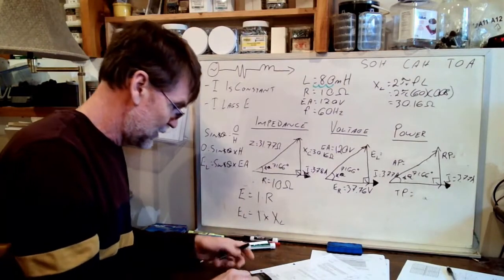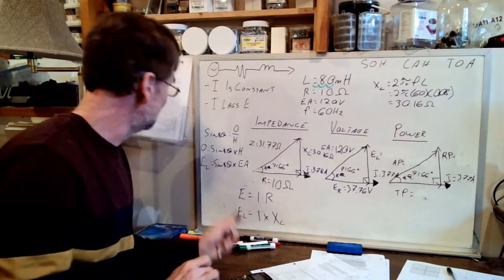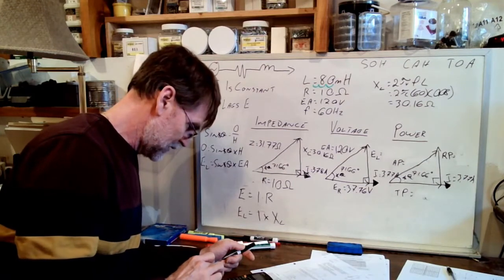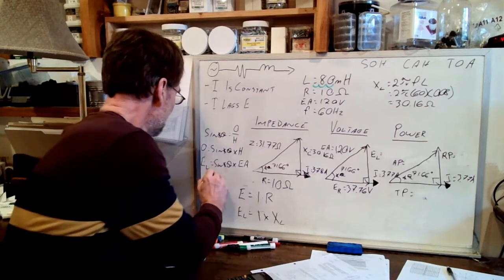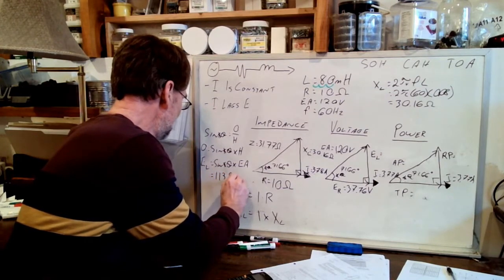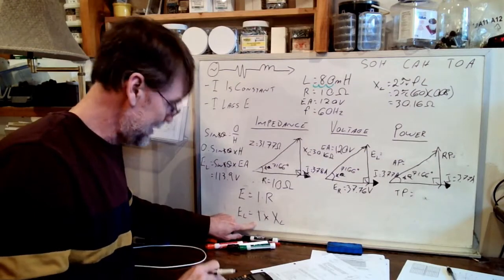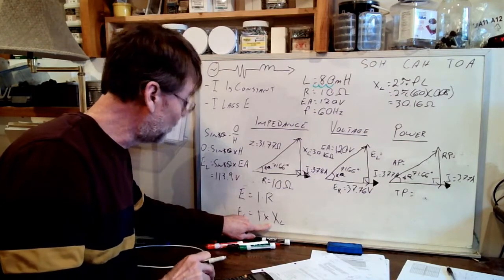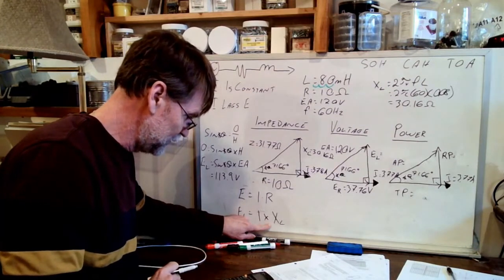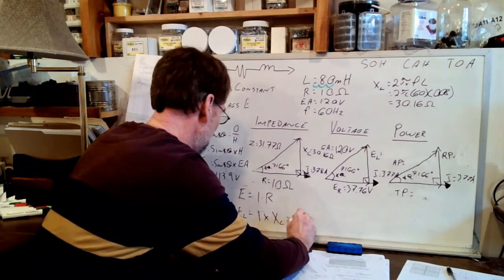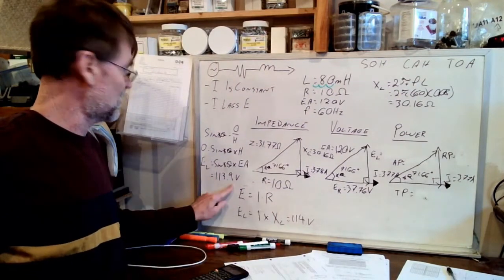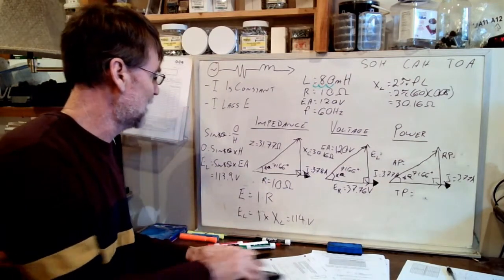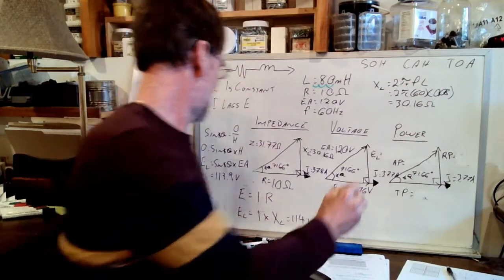Let's try the first equation, and it is the sine of 71.66 degrees times 120 volts is equal to 113.9 volts. Down here, we have I, which is 3.78 amps, times XL, which is 30.16 ohms, is equal to 114 volts. So that's awfully close. We're just off by 0.1. So again, we've come around to the answer from a couple different directions, and we've landed in the same place. So 114 volts.